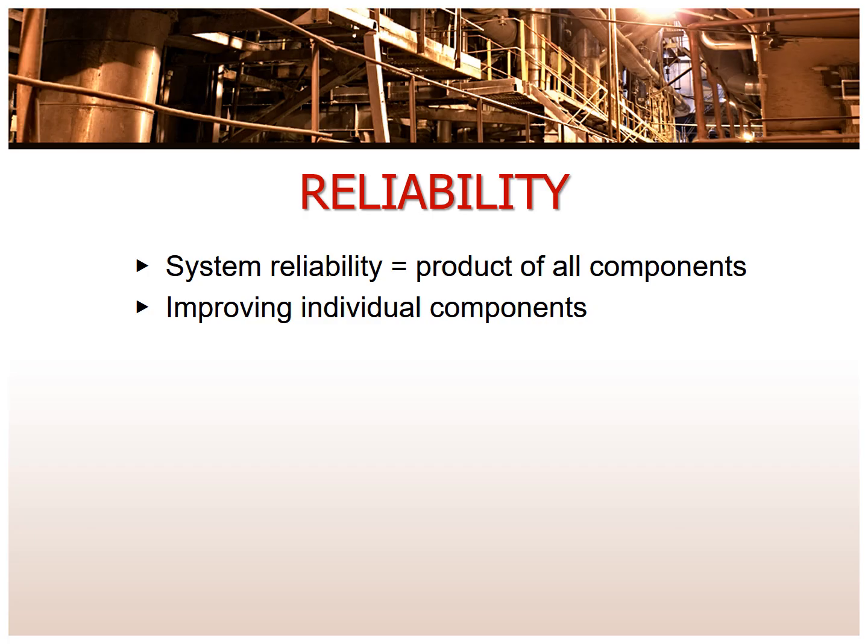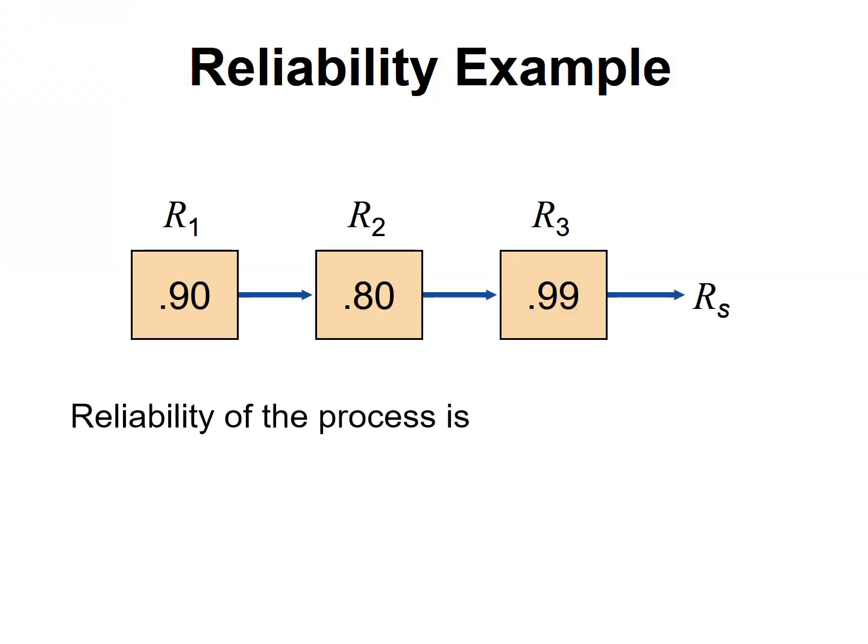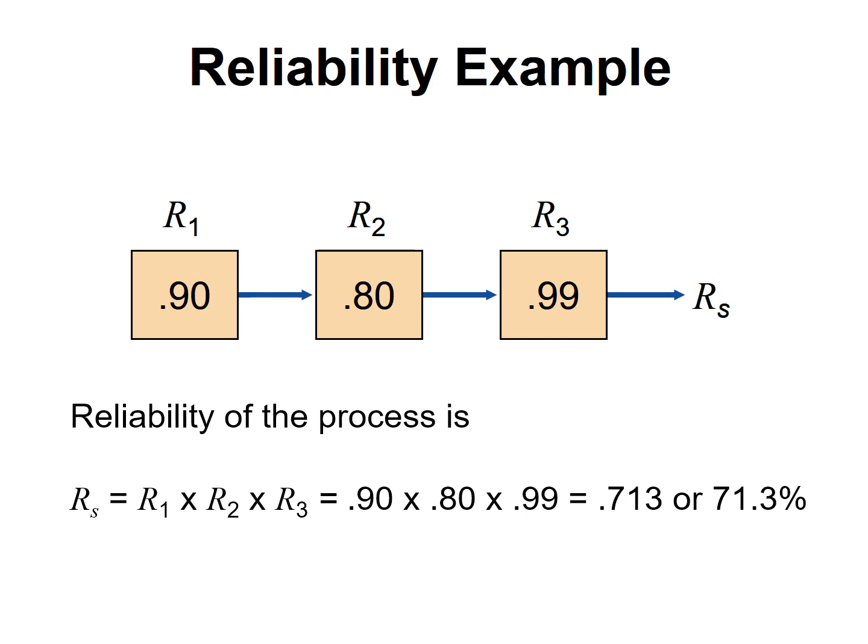Reliability, or the system reliability, is the product of all components. Reliability is also improving individual components. So, as you can see from this formula, the system reliability is the reliability of component 1 times the reliability of component 2, and so on down the line. So let's take a look at an example. The reliability of this process, R1 is 0.9, R2 is 0.8, R3 is 0.99. So if we multiply these three out, we get 0.713, or 71.3% reliability.